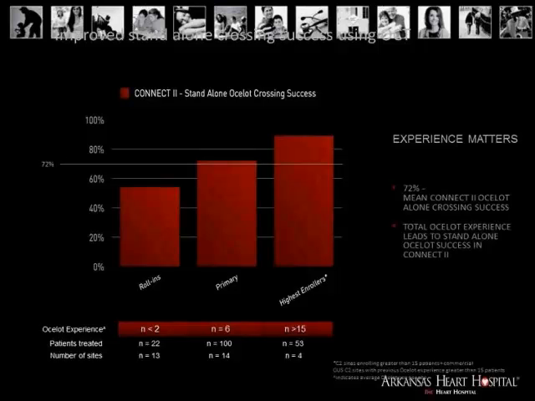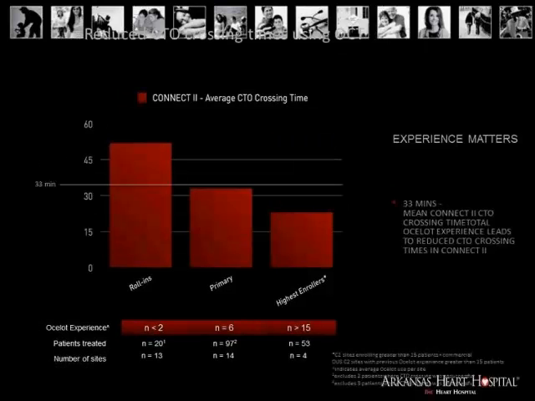Once our operators got to 15 cases, we noticed that the crossing with just the catheter itself was about 84%, 85%. That's without using any reentry device or any other wire techniques. That was just going from proximal cap to distal cap using the Ocelot device. We also noticed that the CTO crossing time improved with experience. The mean average for the study was 33, but for the more experienced operators, once they obtained a lot of Ocelot experience, the crossing time decreased significantly.